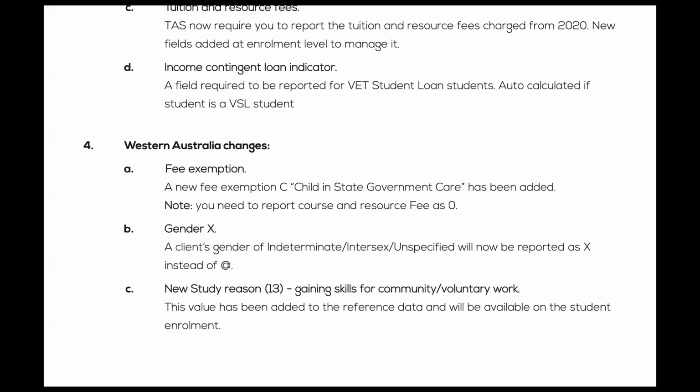The next big one is the new Study Reason. The code is 13, gaining skills for community voluntary work. It's an existing one, but Western Australia has started accepting it, and it's already present in your system as well. Okay, that's pretty much it from me.